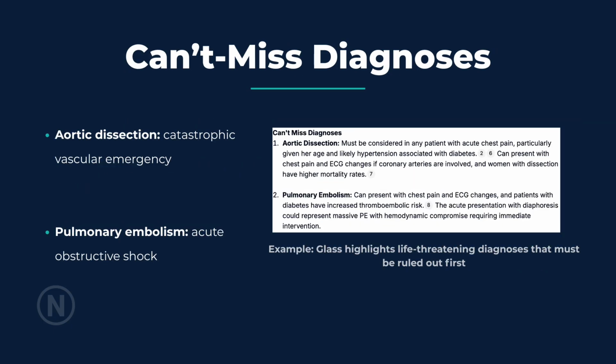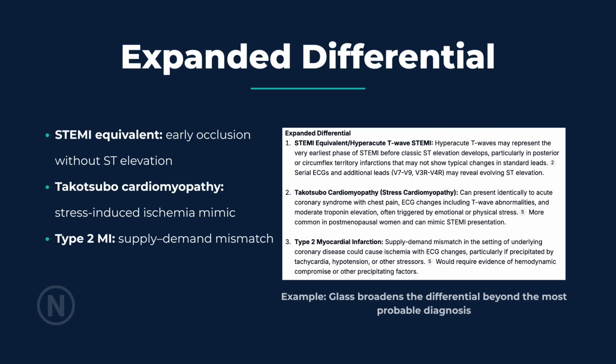Glass Health highlights the can't-miss causes of chest pain, such as aortic dissection, pulmonary embolism, and tension pneumothorax. These appear early in the list, so clinicians are prompted to rule them out promptly. Glass Health also broadens the frame with an expanded differential. This includes STEMI equivalents, Takotsubo cardiomyopathy, and type 2 myocardial infarction from supply-demand mismatch. This keeps diagnostic thinking comprehensive yet prioritized.